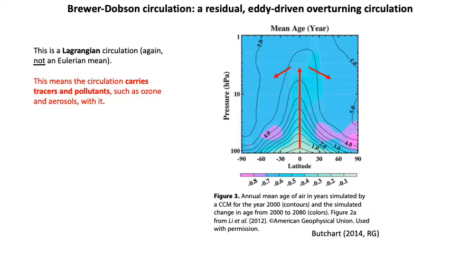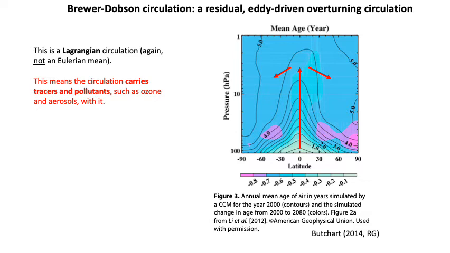So one way that's often used to show this, shown on the right, is a plot of what we call the age of air. So this is a mean age of air in years, which may be a really odd concept. And actually all I'm going to focus on here is the black contours. The colors are for trends in time, which you're welcome to look up on your own.